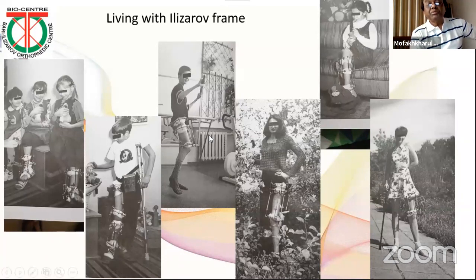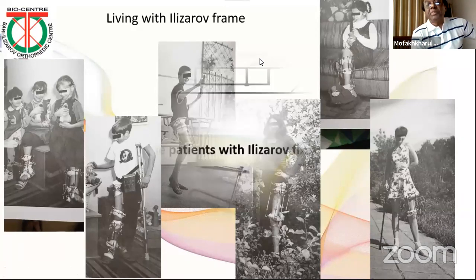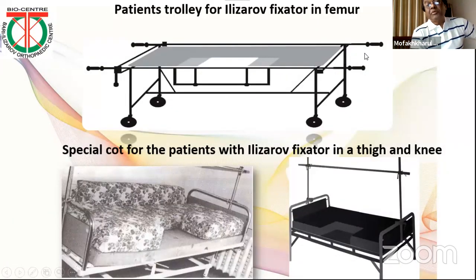Living with the ILIZAROV frame. See, a lady, beautiful, doing exercise, a child with ILIZAROV. Everybody is telling all the time that in the femur it is cumbersome. What do you mean by cumbersome? I don't understand. Now I'll show you a picture. My request to those who are doing ILIZAROV surgery in the femur: please make this kind of trolley. In my center, all my beds are like this, so that the patient can take comfort. Otherwise, if you don't give comfort with a ring fixator in the femur, if you don't make a space here, how will the patient sleep?